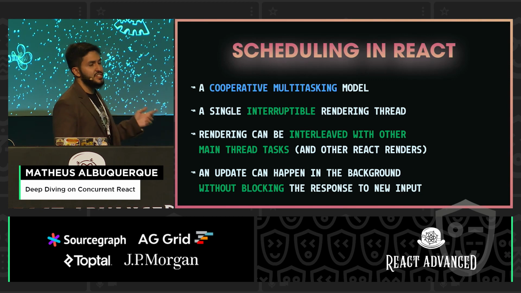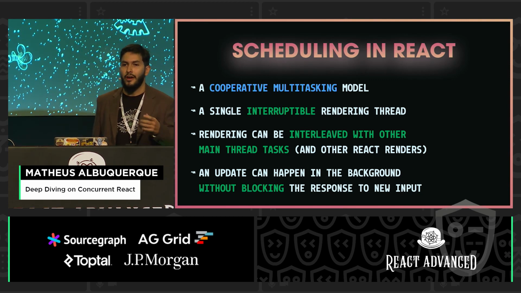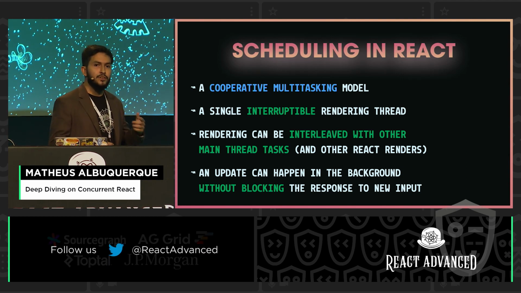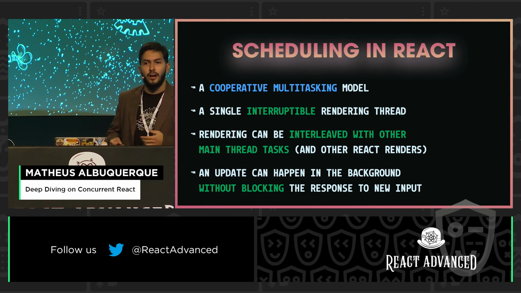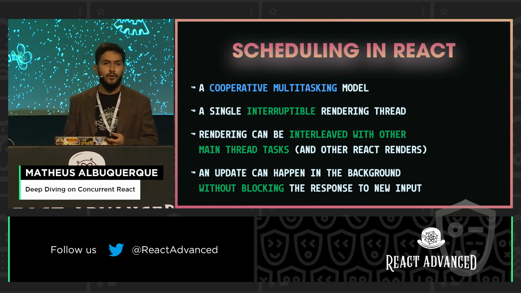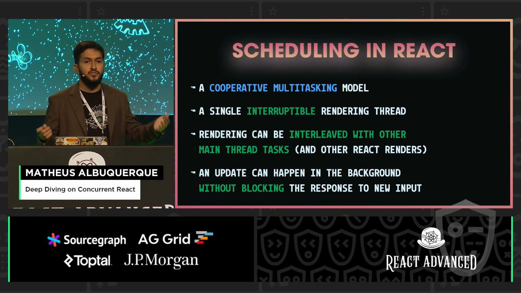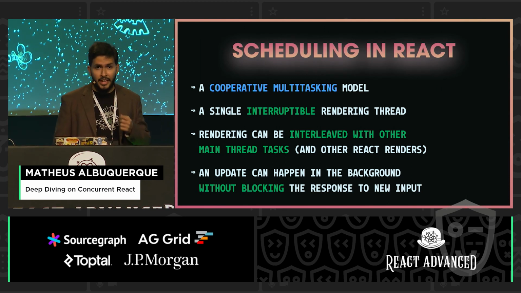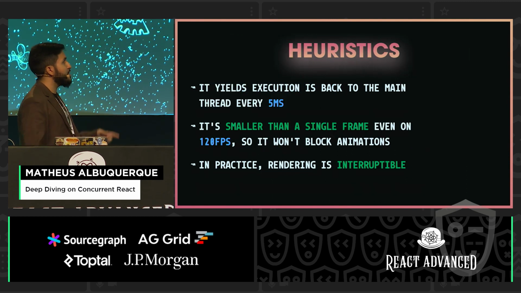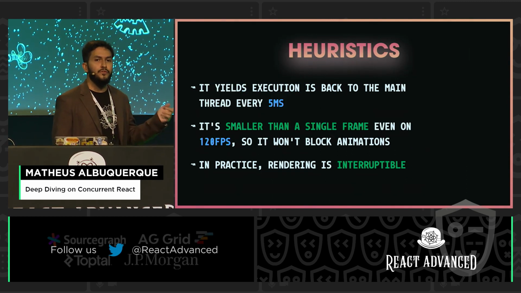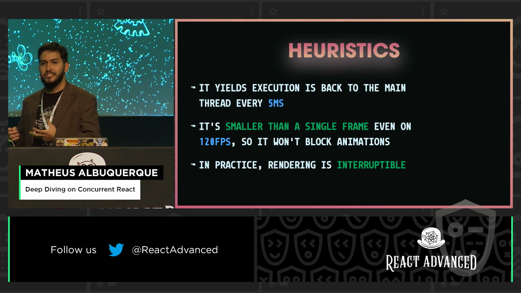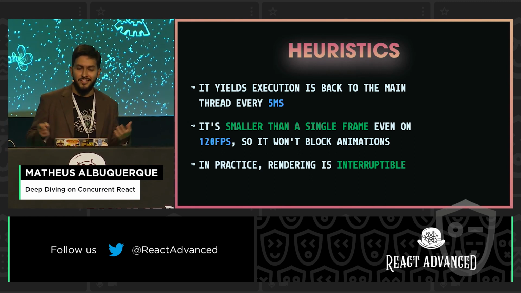We have this cooperative multitasking model where we have a single interruptible rendering thread. And because it's interruptible, rendering can be interleaved with other work that is happening on the main thread, including other renders from React. And also, because of that, an update can happen in the background without blocking response to user input or that kind of thing. And one of the most interesting things I think is the heuristics behind that. Because React yields the execution back to the main thread every 5 milliseconds. And I admit the first time I saw that, it sounded a lot like one of those magic numbers we usually do in the front end, especially in CSS.